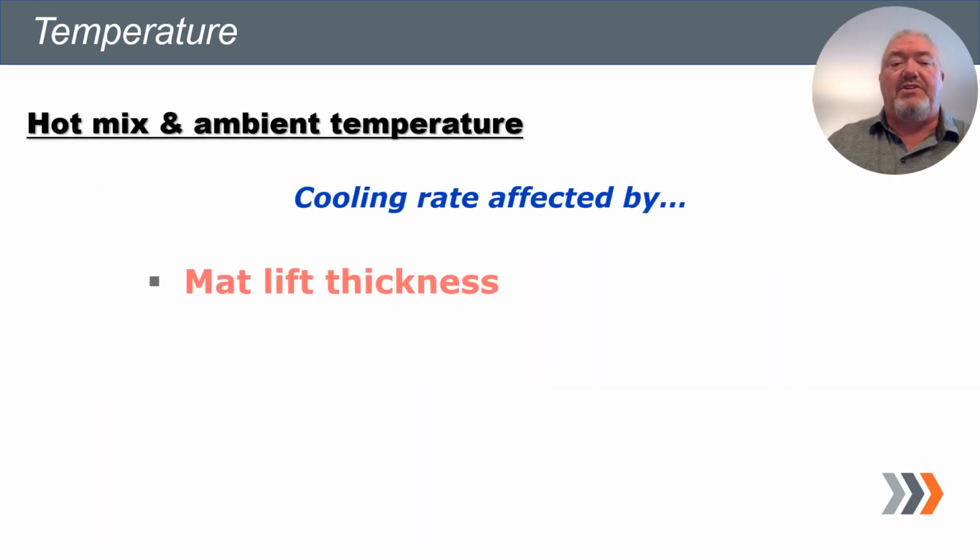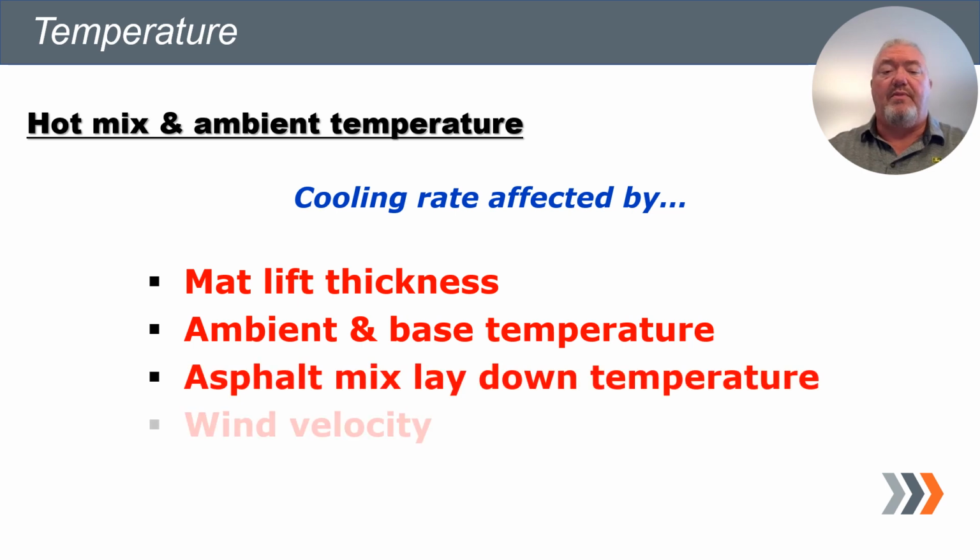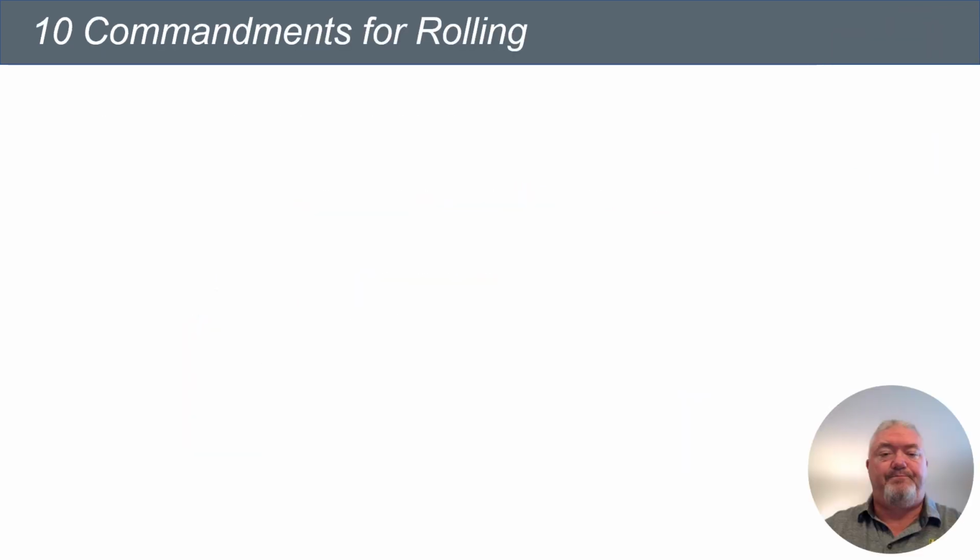There are some things that actually can affect this as well too. I talked to you before, mat lift thickness. We start varying the mat lift thickness, we're going to start varying our compaction effort. Our ambient and base temperatures, we know those are going to change, but we don't have any control over there, but we know they're going to change from morning, noon, and night, and we can adapt to that. The only thing that we can control is the laydown temperature, the temperature of the mix coming to the paver. That's what we want to make sure stays consistent. And with wind velocity, a small 5-mile-an-hour wind can actually cool down that mat pretty quick. So we just want to make sure that we're aware of that.